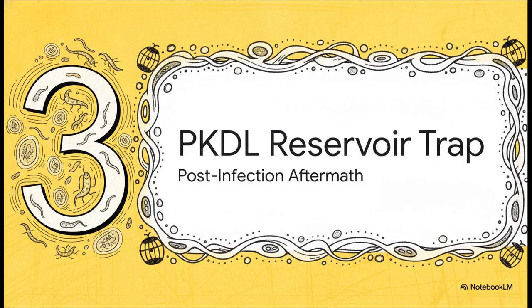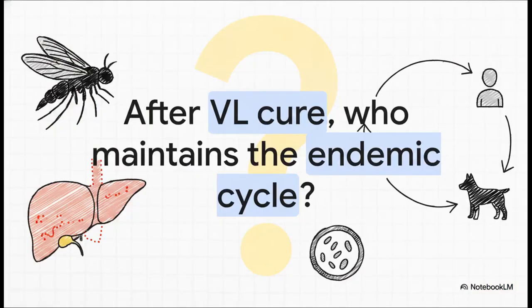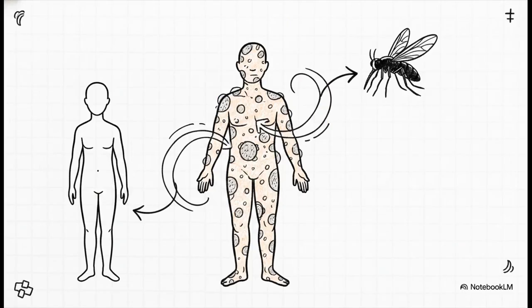Moving to Section 3, the PKDL reservoir trap. Let's look at the post-infection aftermath. Examiners absolutely love this epidemiology question. It's trap number 8. After a patient is successfully treated and completely cured of visceral leishmaniasis, who actually maintains the endemic cycle in the community? The answer, it's the patients who develop PKDL, or post-Kala-Azar dermal leishmaniasis.